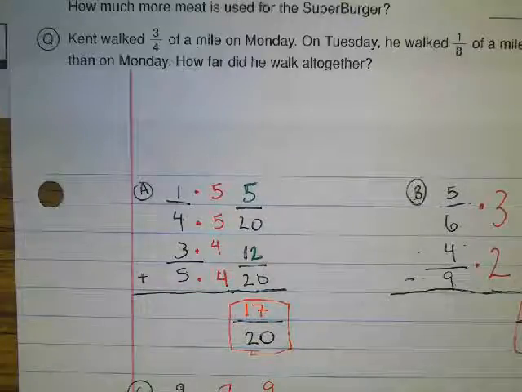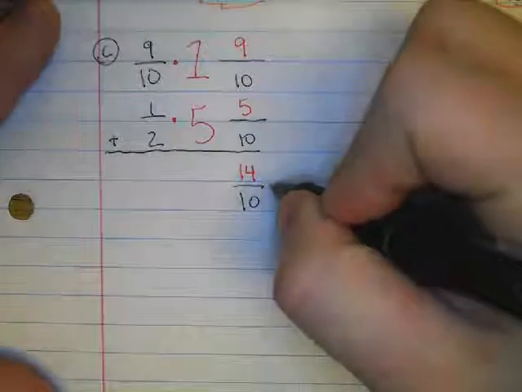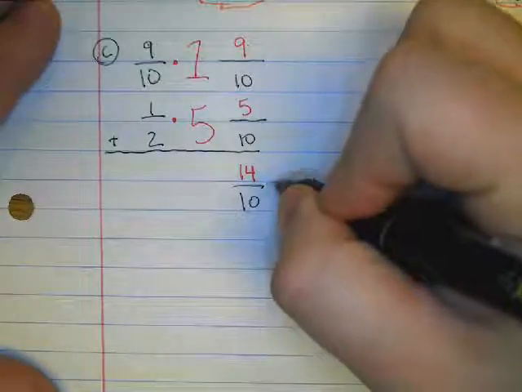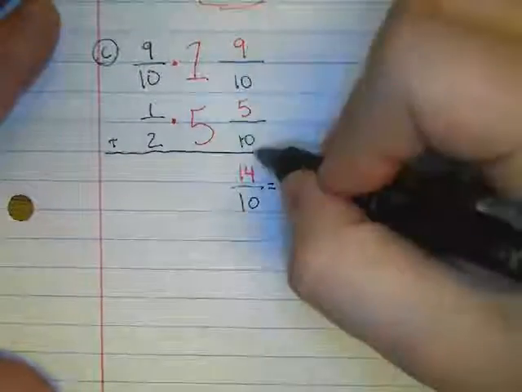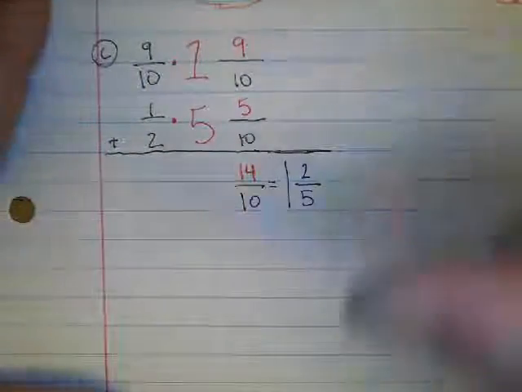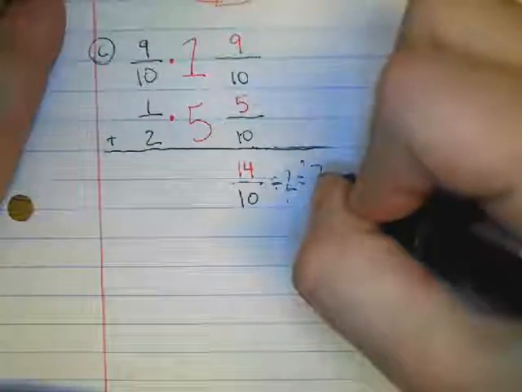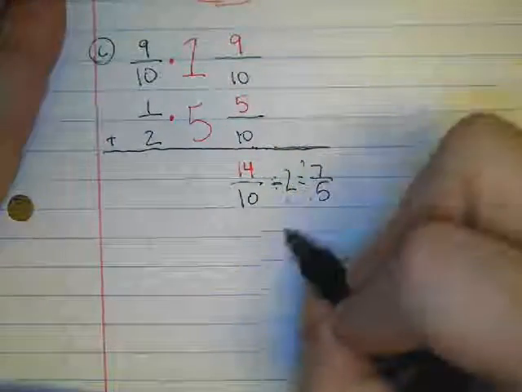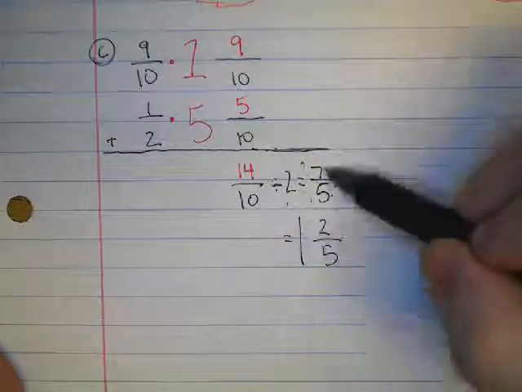And then we'll need to turn this into a mixed number, which we'll do by saying that it equals 1 2/5. To do that, we first simplify 14 over 10 by dividing. We can divide top and bottom by 2, so we get 7 over 5. And then 7 over 5 becomes 1 2/5. There's 1, 5, and 7, and the remainder is 2.